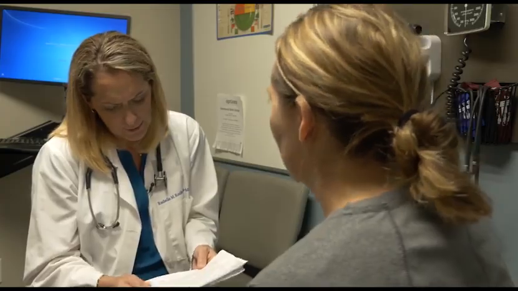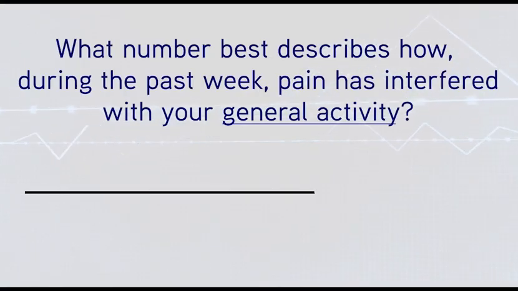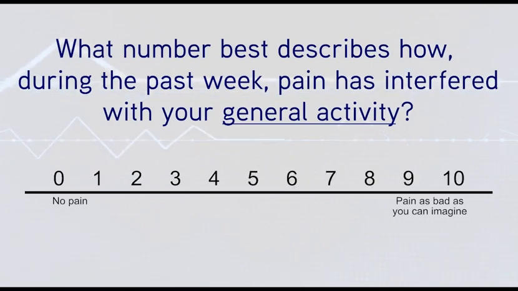So that kind of brings us to the last question I want to ask you about. What number best describes how, during the past week, pain has interfered with your general activity? So again, you answered fairly high, a 7. So I'm curious for you, general activity, what's that mean for you? So it's cleaning the house, cooking, doing errands.